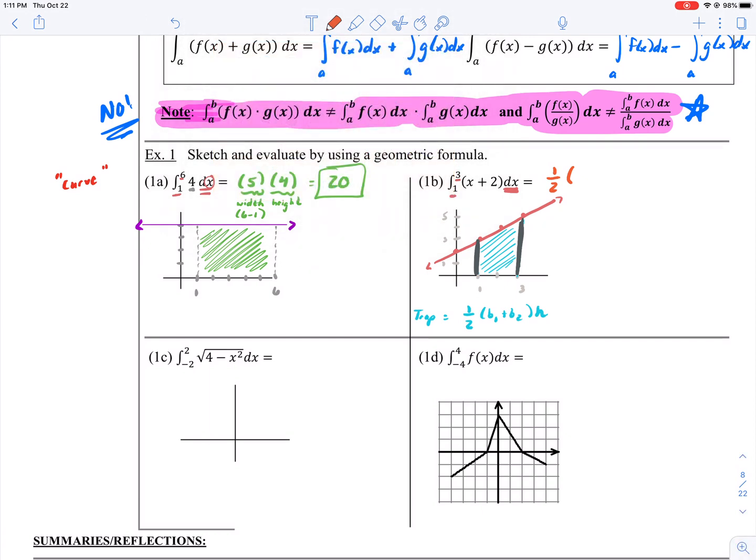So I'm going to have a height of 3 and a height of 5. That's 5 units. This is 3 units. So 3 plus 5 times height, and height is the distance from base to base. This distance here is 3 minus 1, so that's 2. I'll make a note of that: height, distance from base to base. The parallel sides are considered to be the bases.